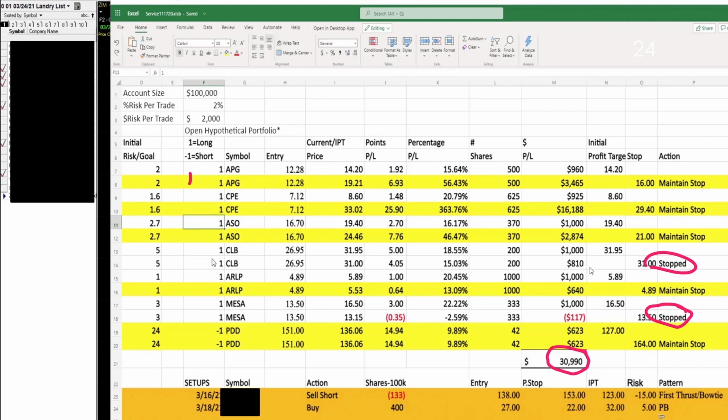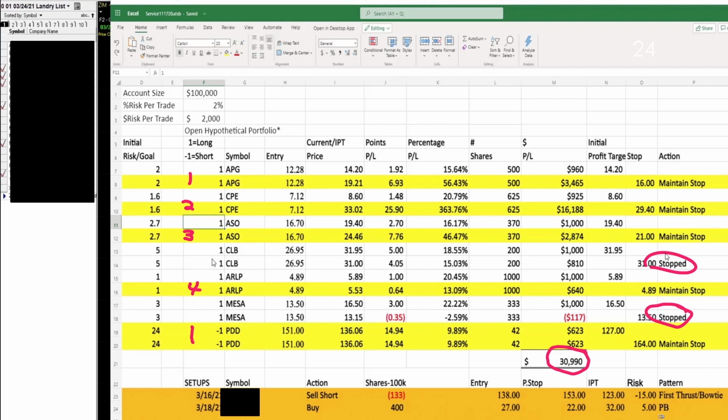So we have 1, 2, 3, 4 longs left. 2 of those longs, again, we got stopped out of, so it was 6 longs going into yesterday, March 23rd, and now we only have 4 longs left. So we're beginning to reduce exposure on the long side through allowing ourselves to get stopped out. Not that we want to get stopped out, but we're honoring our stops. And now we have 1 short on.